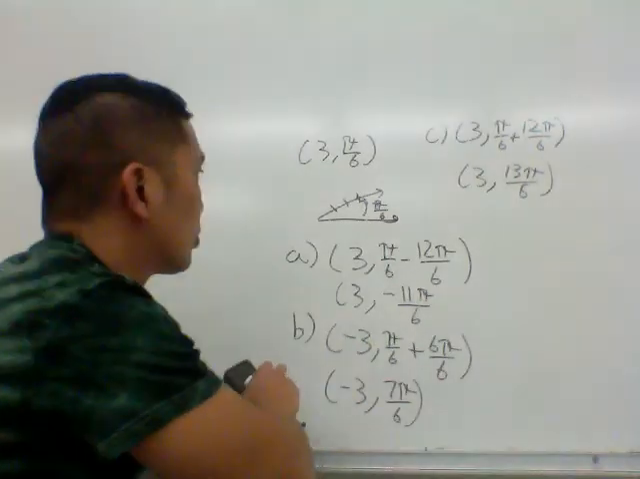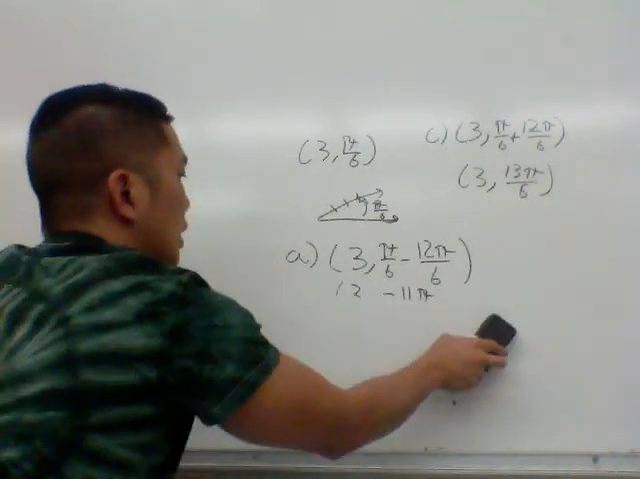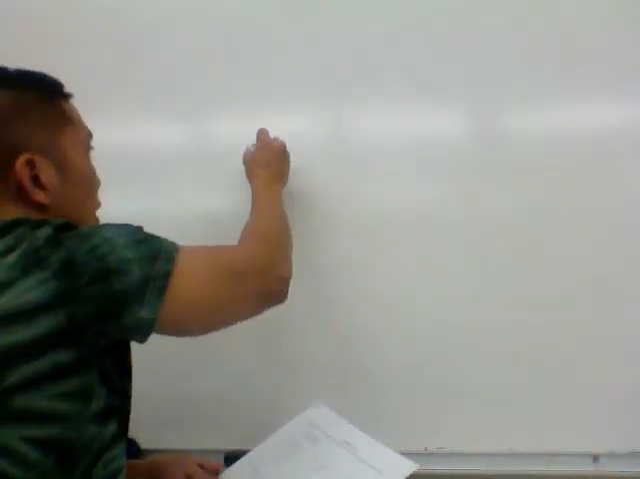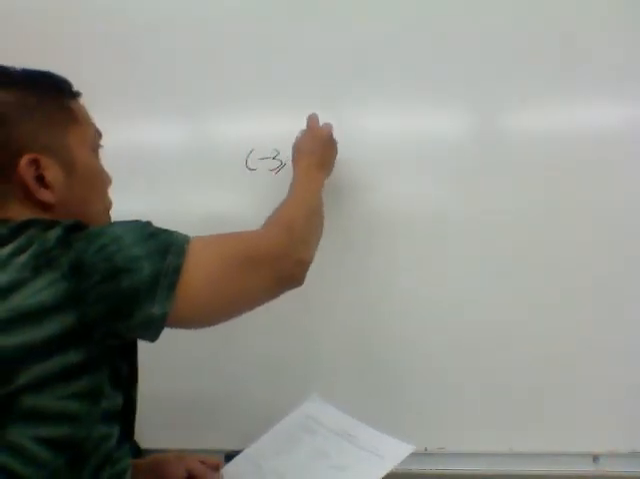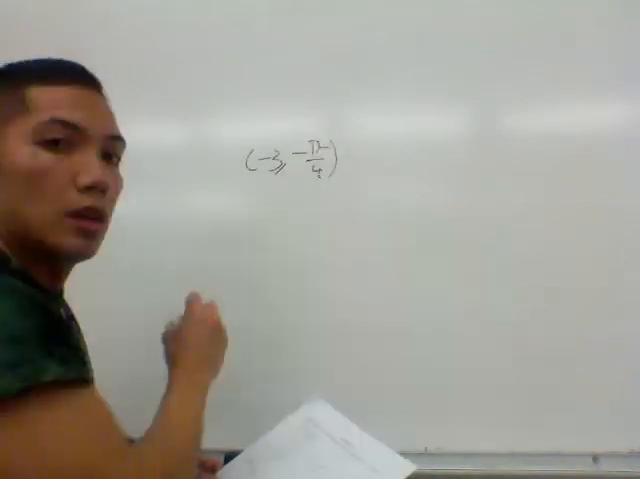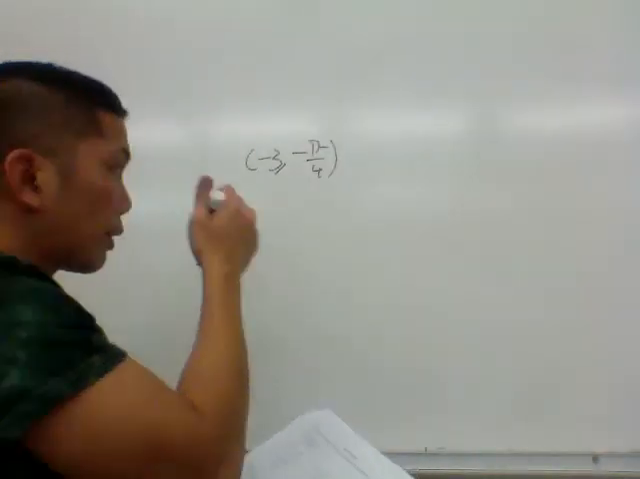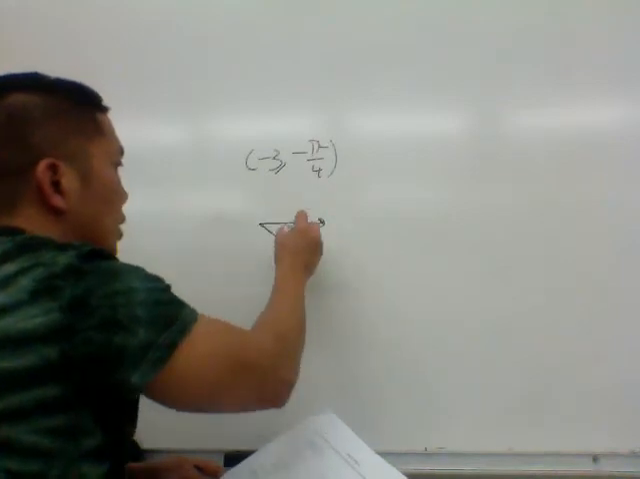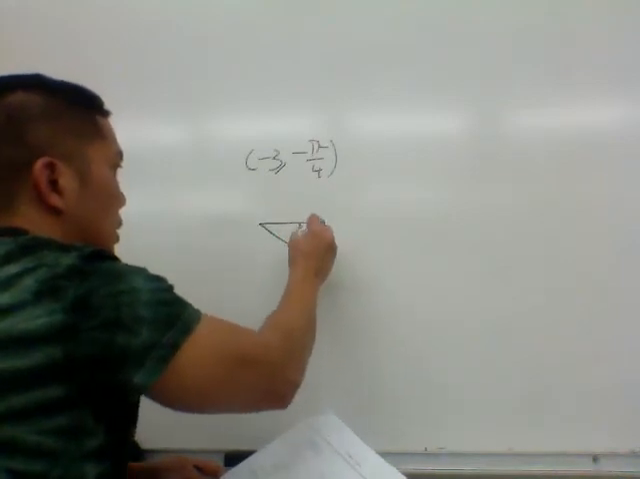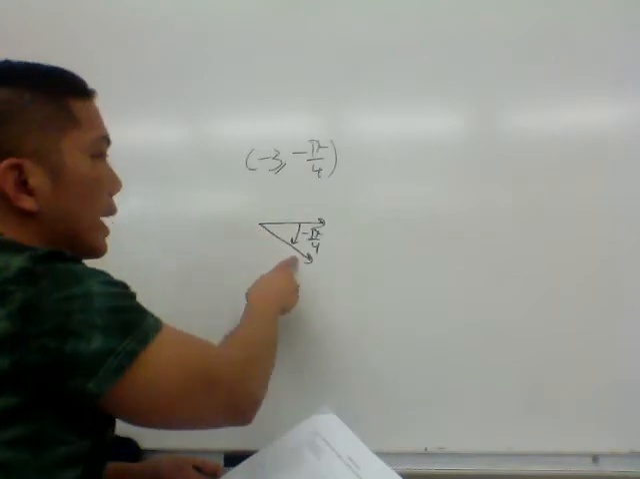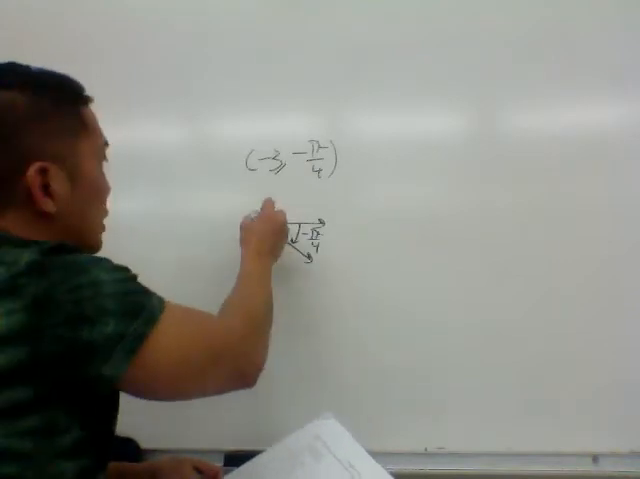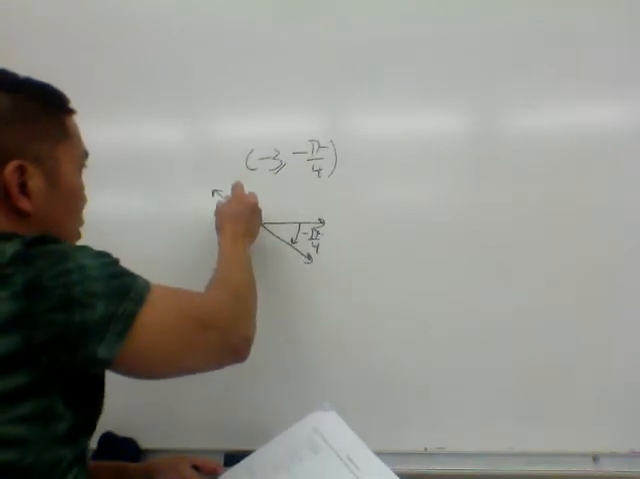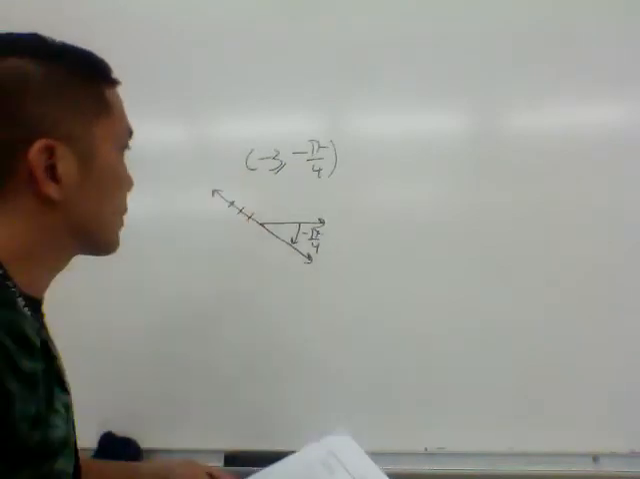Let's go ahead and work number 2. Now, number 2 is the same thing. If I have (negative 3, negative pi over 4) and I graph this, here is negative pi over 4. Since r is negative, I'm not going to go here. I am going to go the opposite ray, and I'm going to go 1, 2, 3, and that is my point.